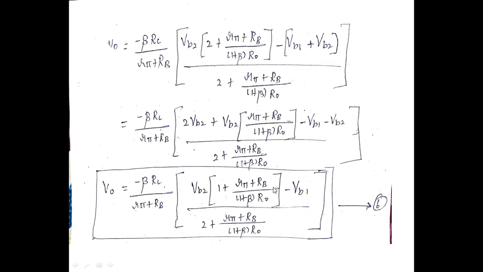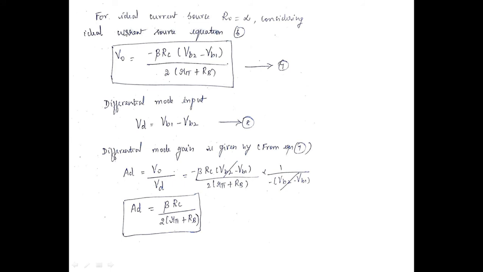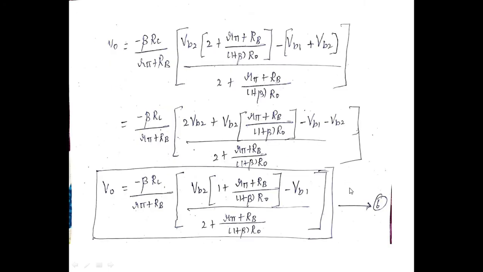The next step is, for the ideal current source, I'm going to consider the output R naught to be equal to infinite. So considering the ideal current source equation, I can rewrite my equation number 6 as, replacing that R naught, this complete term is going to be neglected from the circuit since I'm considering R naught is equal to infinite. So the remaining I can write as V naught is equal to minus beta RC into VB2 minus VB1, the whole divided by R pi plus RB.